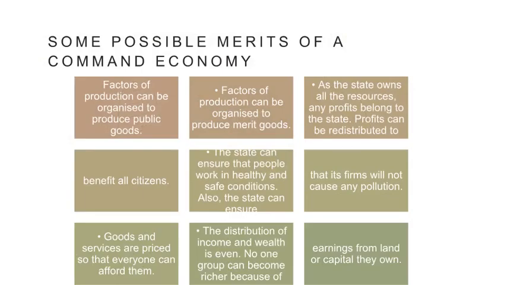Some possible merits of a command economy: 1. Factors of production can be organized to produce public goods. 2. Factors of production can be organized to produce merit goods. 3. As the state owns all the resources, any profits belong to the state. Profits can be redistributed to benefit all citizens. 4. The state can ensure that people work in healthy and safe conditions. Also, the state can ensure that its firms will not cause any pollution. 5. Goods and services are priced so that everyone can afford them. And 6. The distribution of income and wealth is even. No one group can become richer because of earnings from land or capital they own.